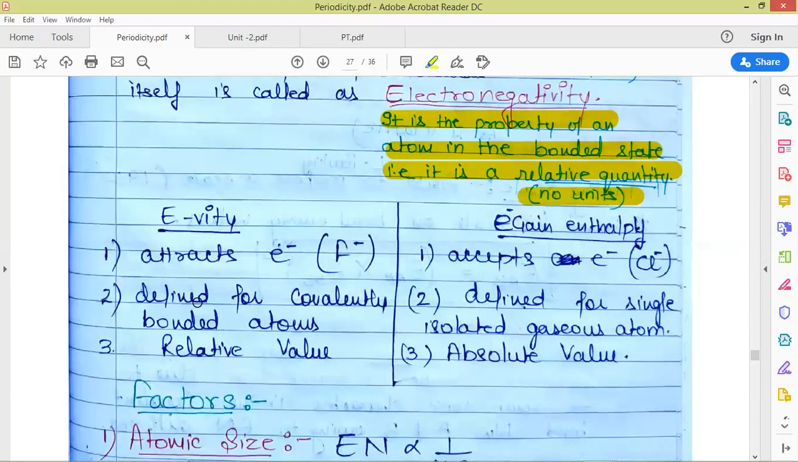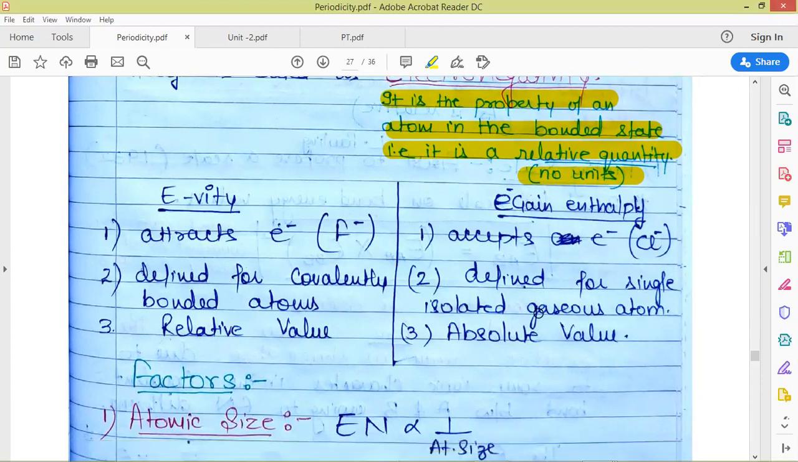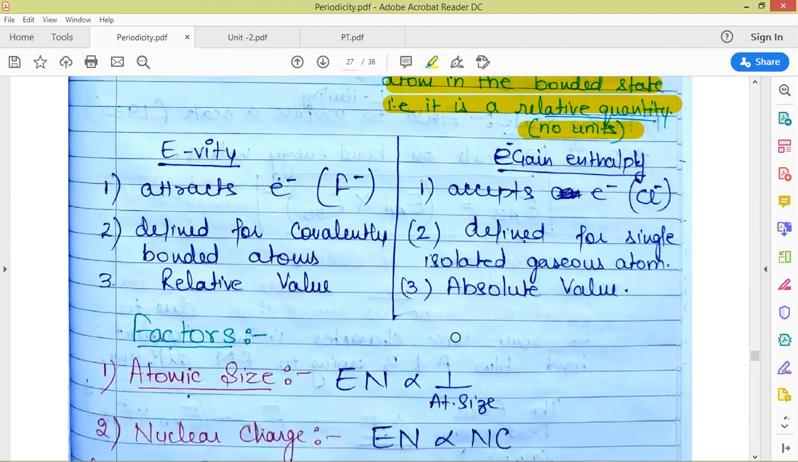So the second difference is, electronegativity is defined for covalently bonded atoms, and electron gain enthalpy is defined for a single isolated gaseous atom, as we discussed for both electron gain enthalpy and ionization energy. These are defined for isolated gaseous atoms. Electronegativity is a relative value, while electron gain enthalpy is an absolute value.